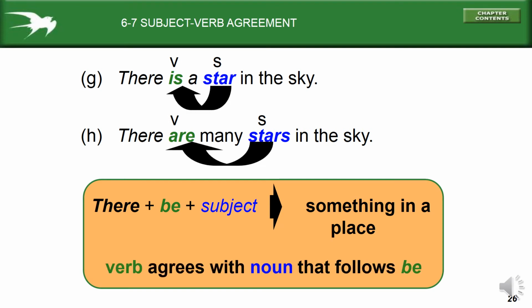So here we are still also in chart 6.7. Whenever you see there plus verb to be, you have to look at the subject after verb to be. If it is singular, we put is. If it is plural, we put are. So in G there is a star. So is must agree with a star. In H there are many stars. So are agrees with stars.